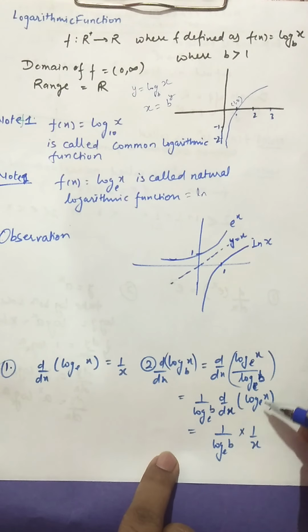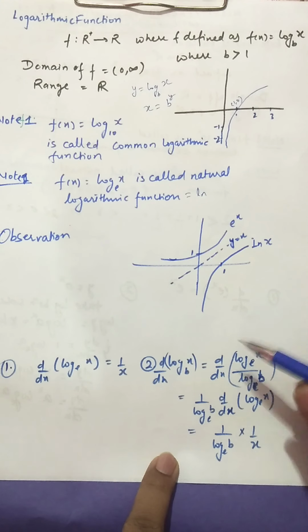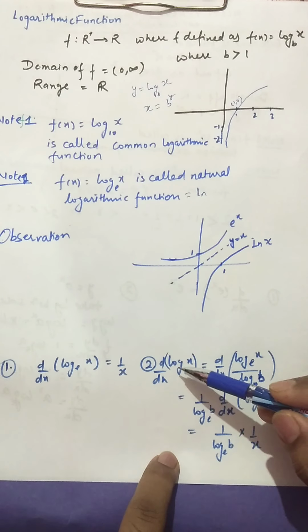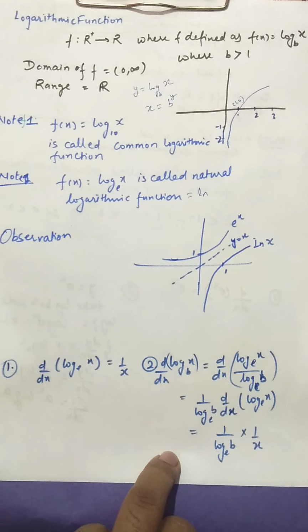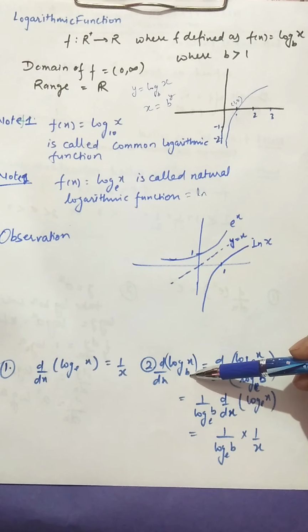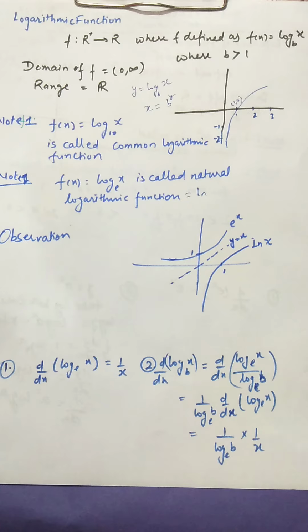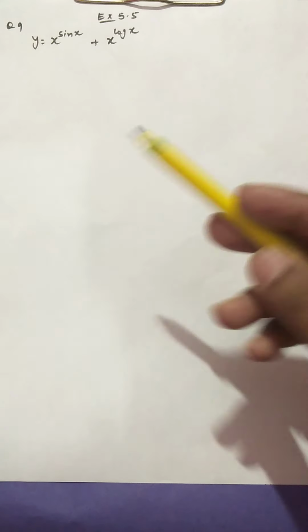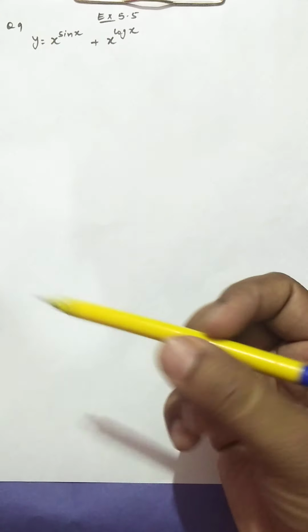So now this log x, we know the derivative is 1 upon x. In case when you get log bx and you see that your base is other than e, then you will use the differentiation like this. Now we are going to discuss some more questions of exercise 5.5.